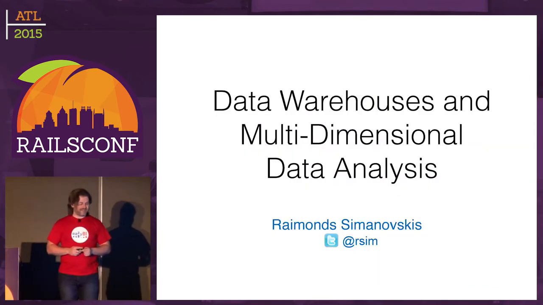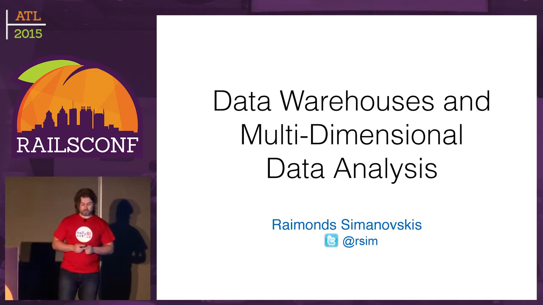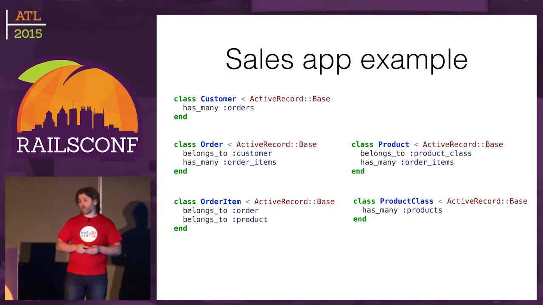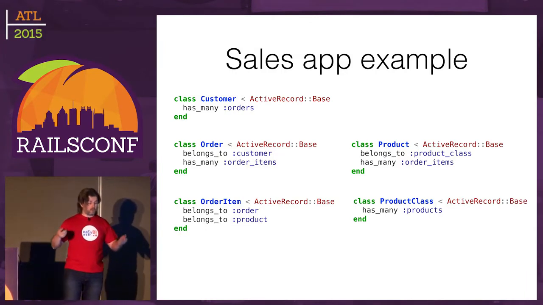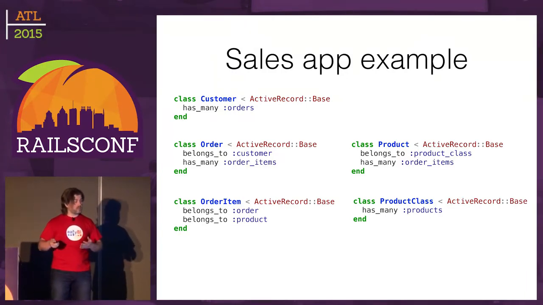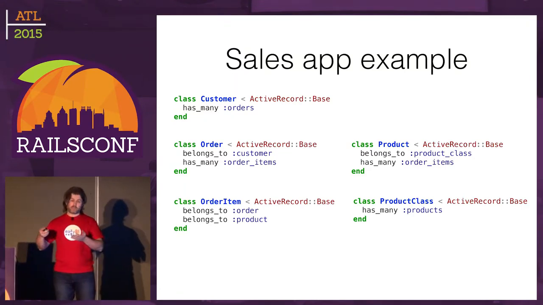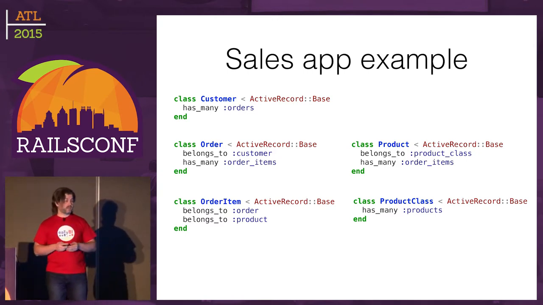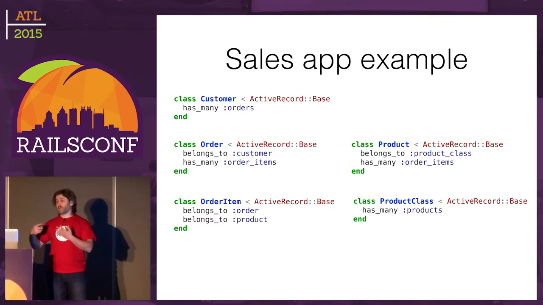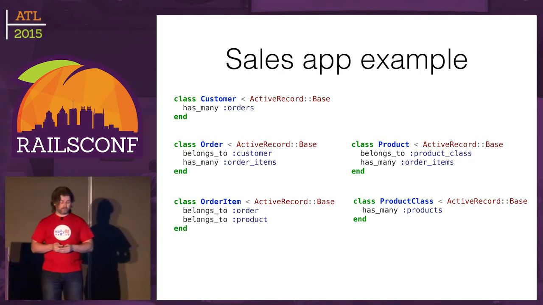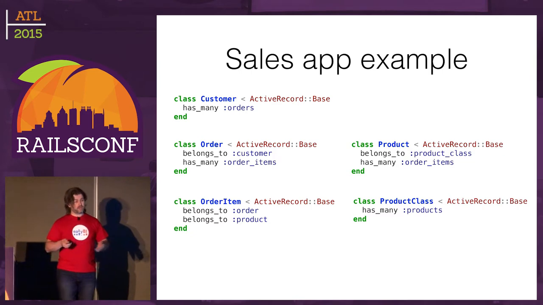Okay, now back to our topic, data warehouses and multidimensional data analysis. Imagine we are building a Rails application which will track product sales to our customers. And we have several models in our Rails application, like customers, which have many orders. Then each order is placed on a particular date and can contain several order items. Each order item contains the price and quantity of the product that was bought. And products also belong to product classes. So this is our simple Rails application.